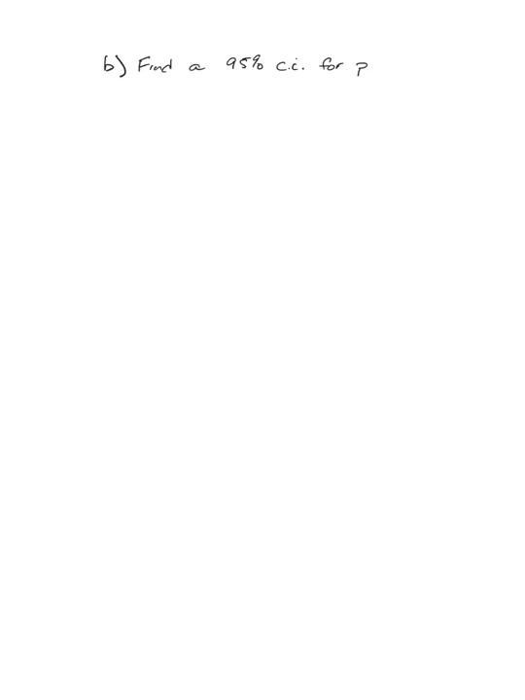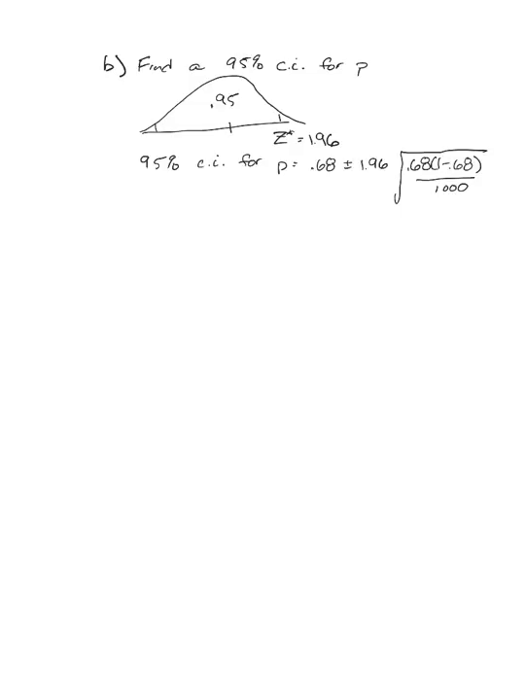So for part B, let's find a 95% confidence interval for p, the true percentage. When we have 95% in the middle, z star is 1.96. We can plug all that into our formula, which gives us 0.68 plus or minus 0.0289. If we round that for the sake of simplicity, that gives us a margin of error of 3%.